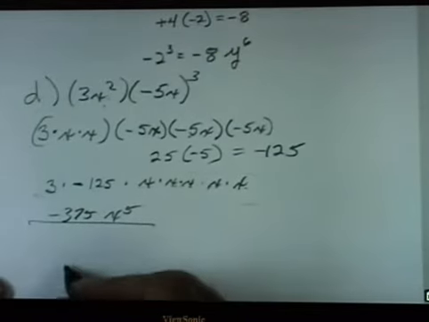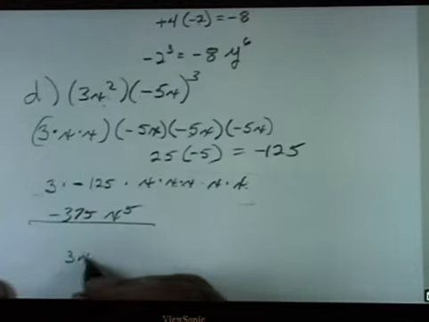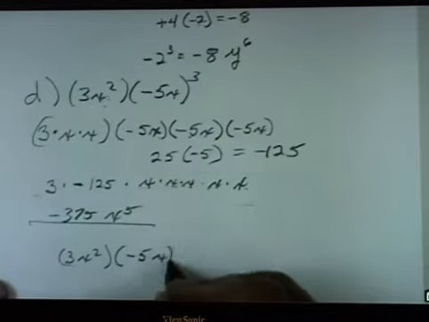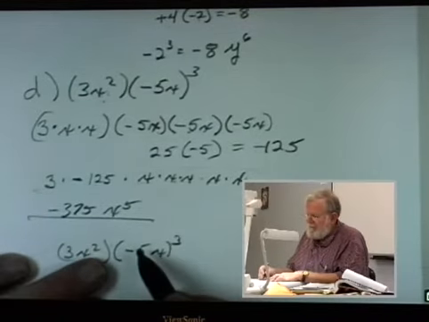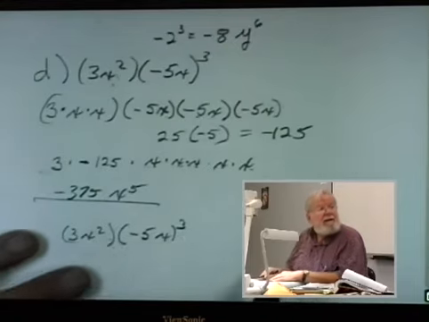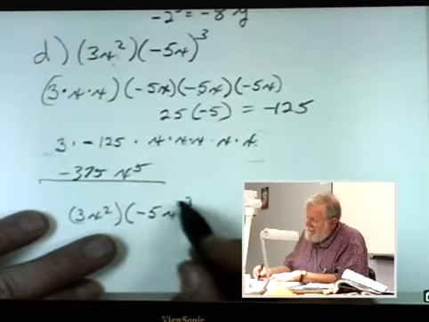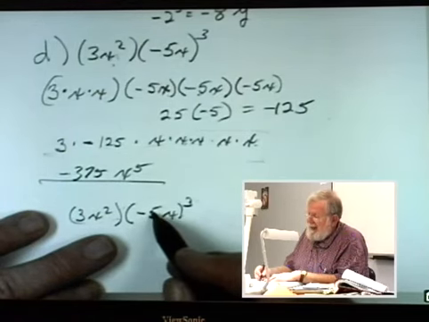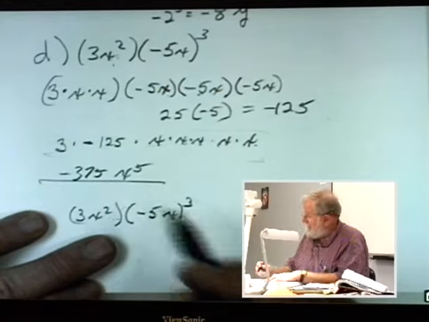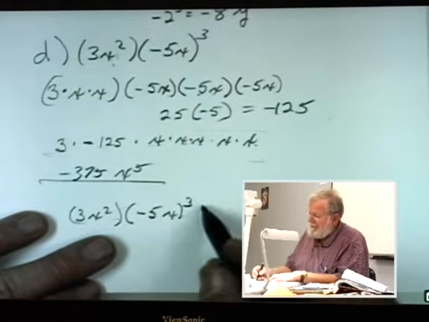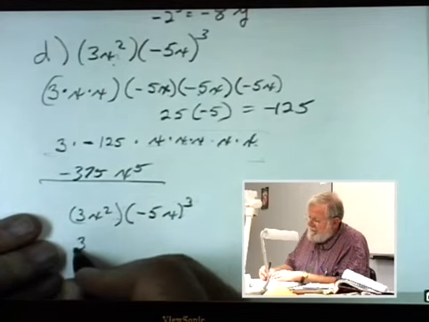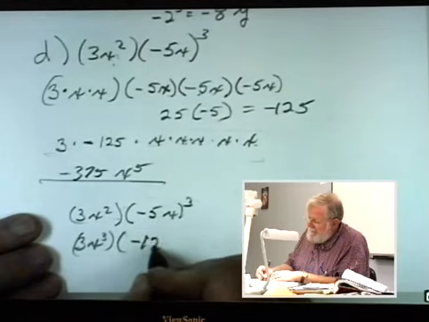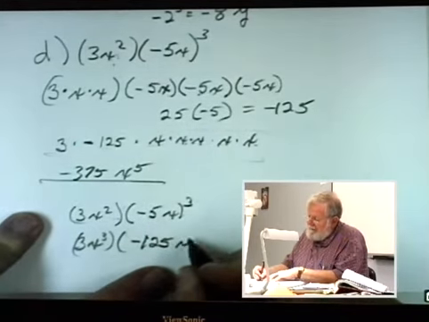Now we'll do it with the rules. This is 3x squared times a minus 5x to the third. Work on this one first. Just leave this one. We're going to raise everything in this parentheses to the third power. So this is going to be a minus 5 times a minus 5. You can do this on your calculator. That is 25 times the minus 5 is minus 125. So that's 3x squared times minus 125. And now we're going to raise the x to the third power.